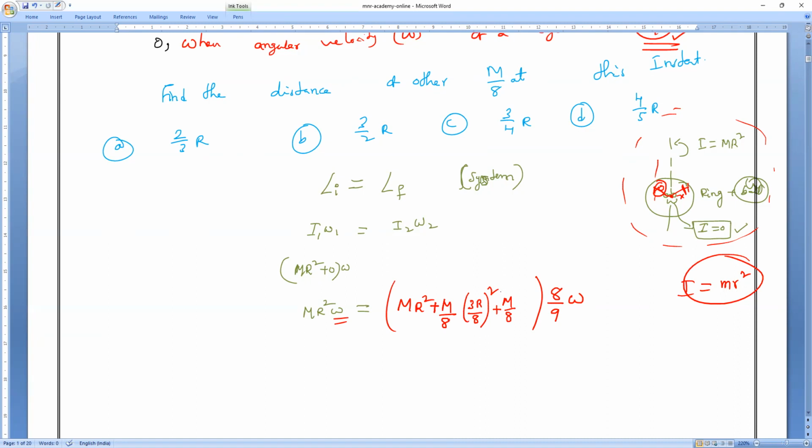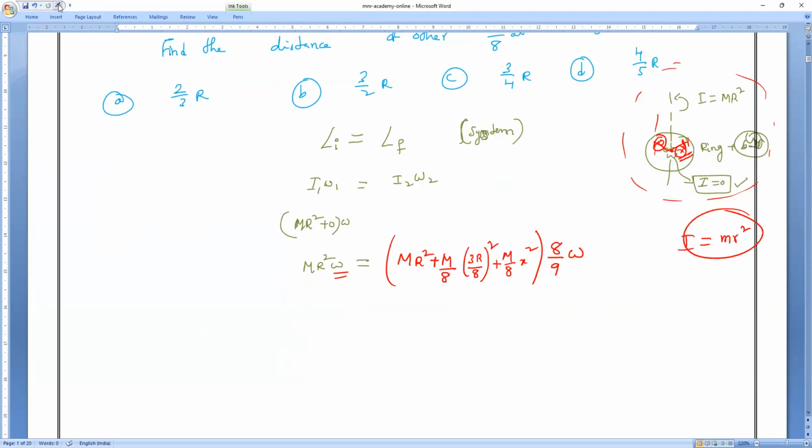Yes. So m by 8 into, what is the distance we assumed? That is what we have to calculate. What is the distance we assumed? X, sir. So which is x square. At least if you are able to write these steps, that is all. I hope you all are understanding.